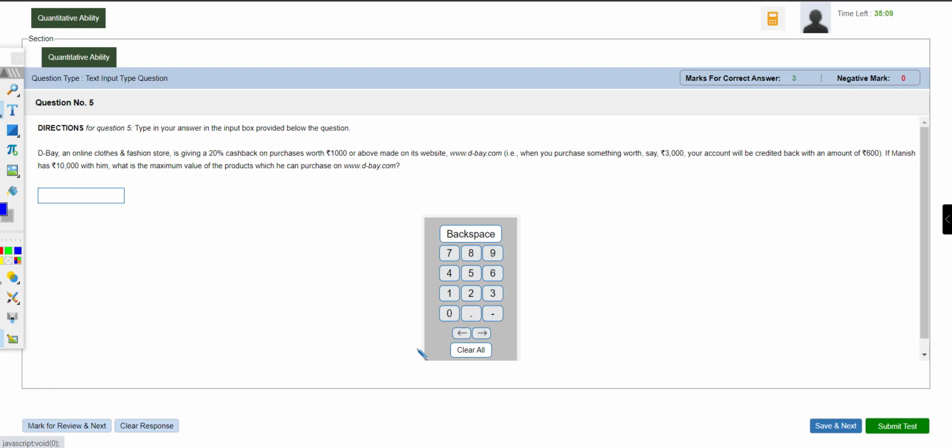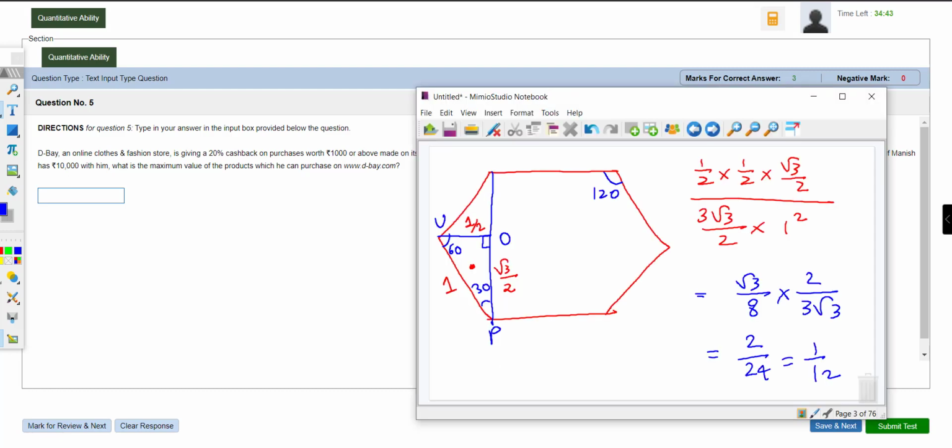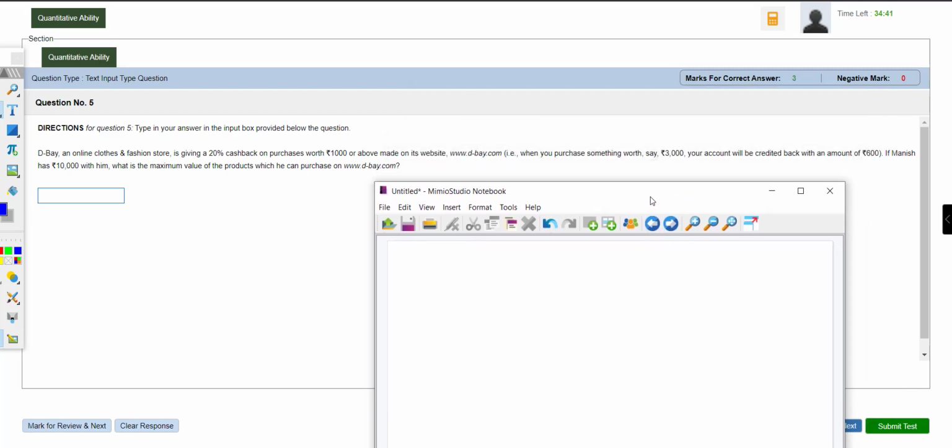B Day, an online clothes and fashion store, is giving 20% cash back on a purchase of 1000 or above made on its website. Okay, when you purchase rupees 3000, in your account will be credited 600 rupees, that is 20%. If Manish has 10,000 rupees with him, what is the maximum value of the products that he can purchase?